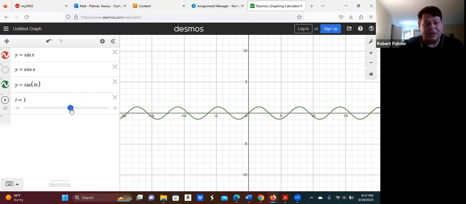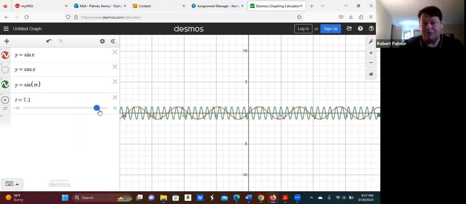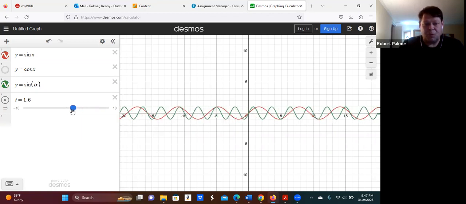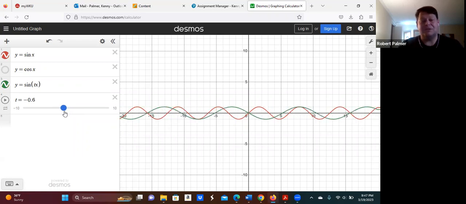So once again, if I increase t, if I make it bigger than 1, I'm compressing it by that factor. Then let's go back to 1. If I make it between 0 and 1 in absolute value, then that stretches it out, makes the period longer. And finally, if I make it negative, then it flips it across the y-axis. And the same thing happens in absolute value: if it gets bigger than 1, it compresses it; if it's less than 1, it stretches it out. Okay, so that's how this works.